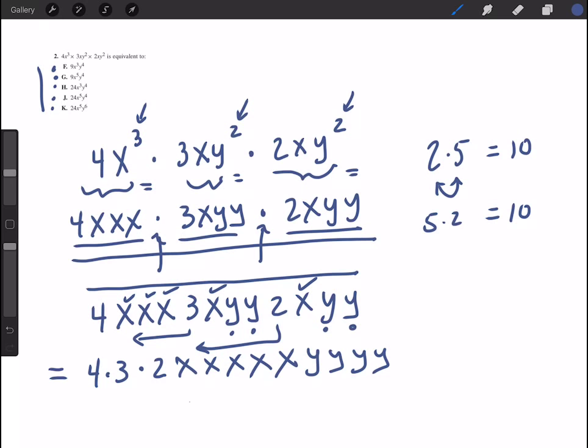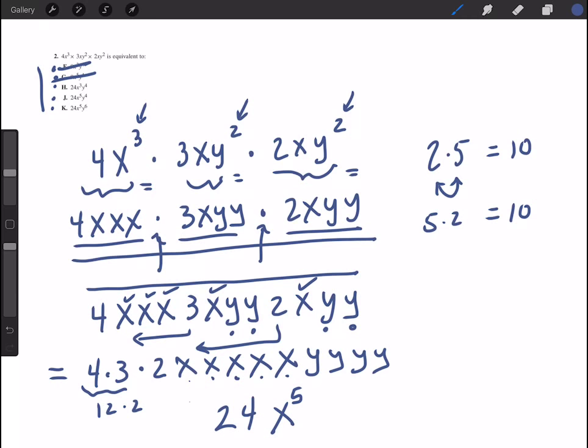But if we look at the choices here, none of them are expressed in this format, of course. So we need to simplify. Well, 4 times 3 is 12, and 12 times 2 is 24. So there you go. 24 is going to be the coefficient part, the number part. And if we look at the choices, right away we know that F is wrong and G is wrong. It eliminates those two choices. Now we look at the variables. Well, we have how many x's?